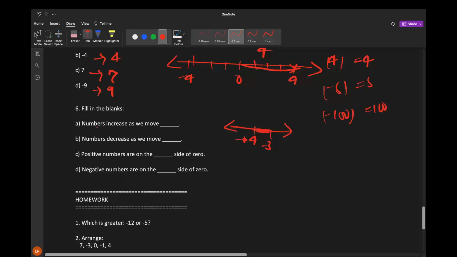Fill in the blanks. Numbers increase as we move to the right side of the number line. Numbers decrease as we move left. Positive numbers are on the right side of 0, right? On the right side of 0, positive numbers are there. On the left side, negative numbers are there. Negative numbers are on the left side. Good.